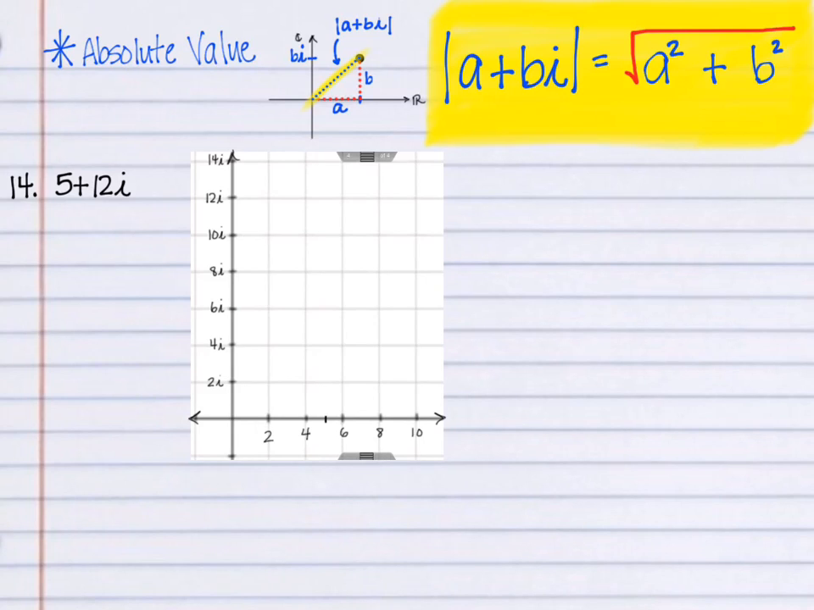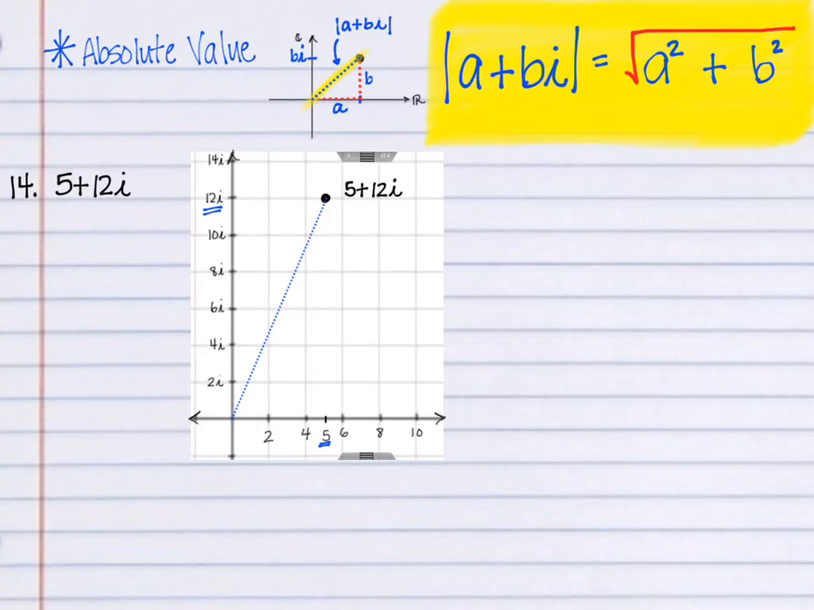So if we look at this problem in number 14, it says to graph it and find the absolute value. To graph it, we have our axes. We've got our real portion down here, and we see the numbers; I'm counting by 2's. And we have our imaginary axis, and again I'm counting by 2's. And so I go to 5 in the real and up to 12 in the imaginary, and we place the point. And that is the point graphed, 5 plus 12i.